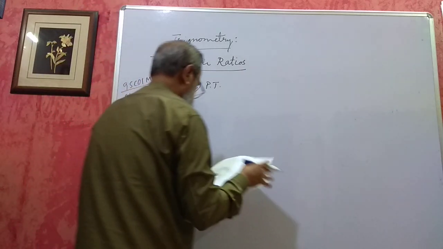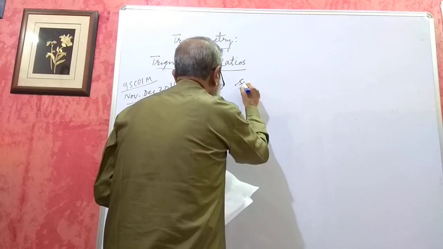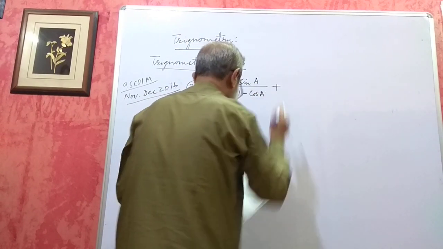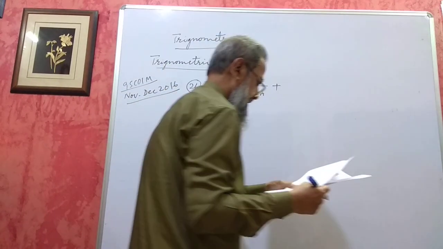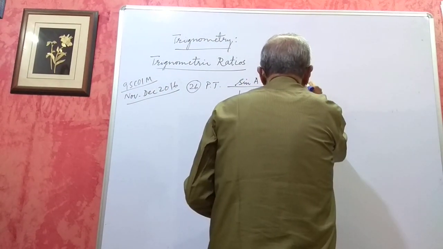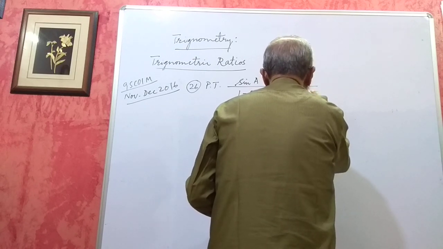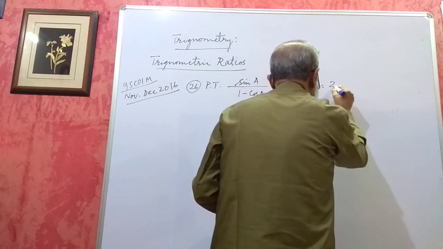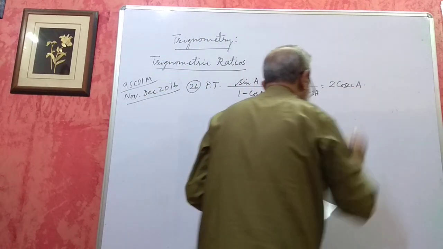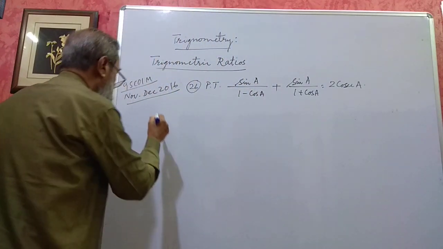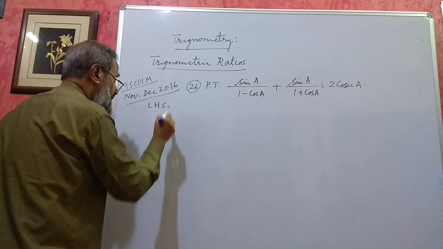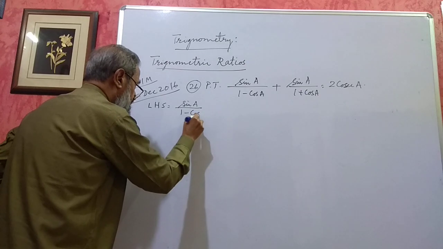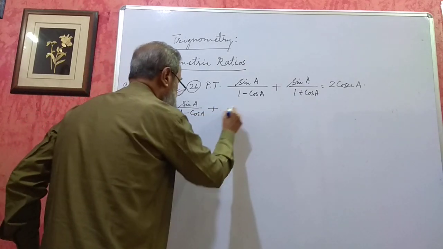sin A by (1 minus cos A) plus sin A by (1 plus cos A) is equal to 2 cosecant A. Again, take the left hand side. On the left hand side, we have only sine and cos. No other trigonometric ratio is there.